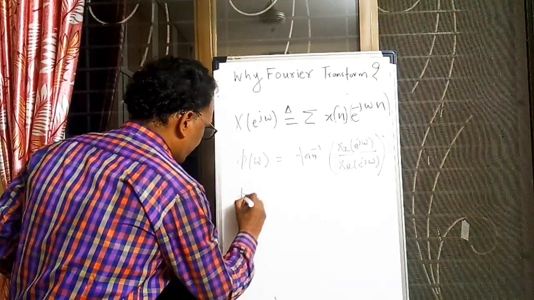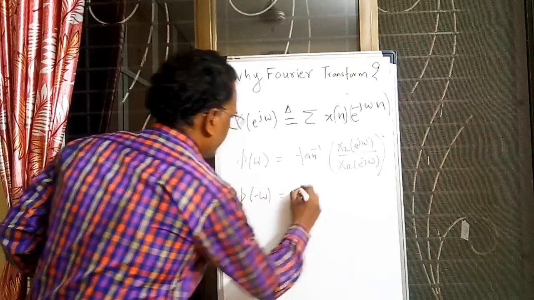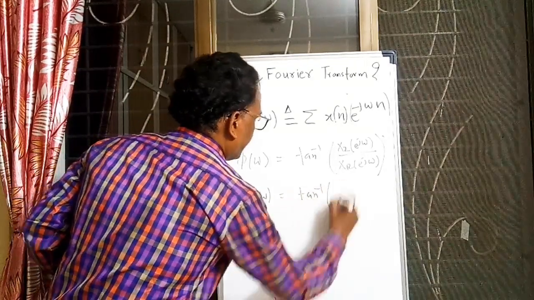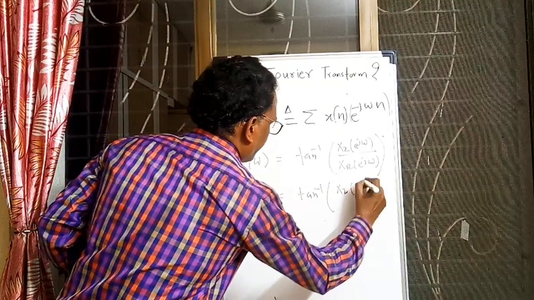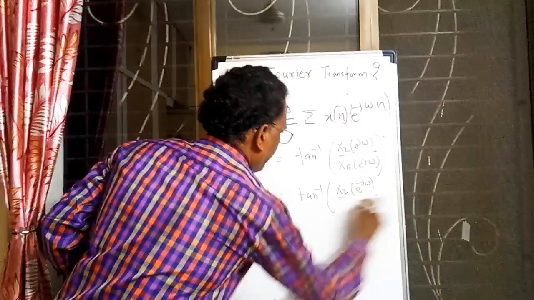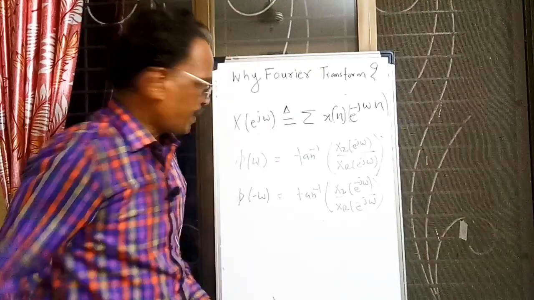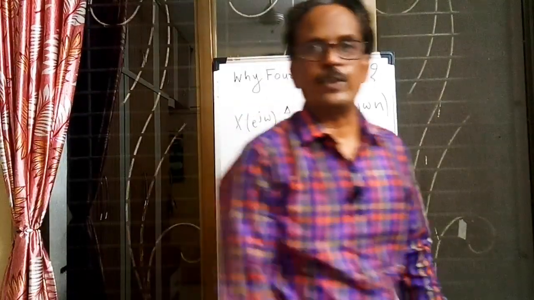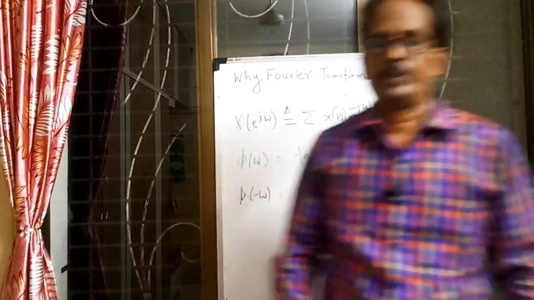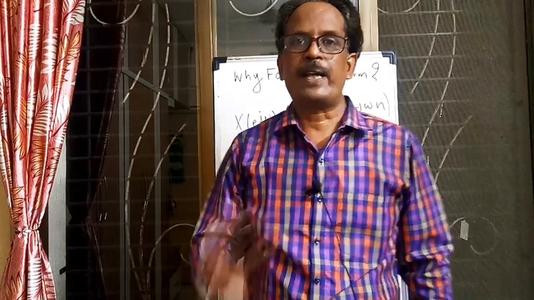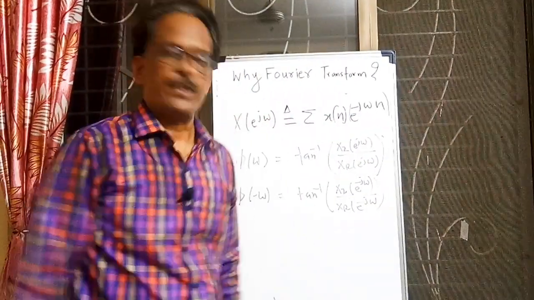So phi of minus omega is equal to tan inverse of xi e to the power minus j omega divided by xr e to the power minus j omega. You must have observed that in all these three cases what I have done is I have replaced omega by minus omega in all three equations.